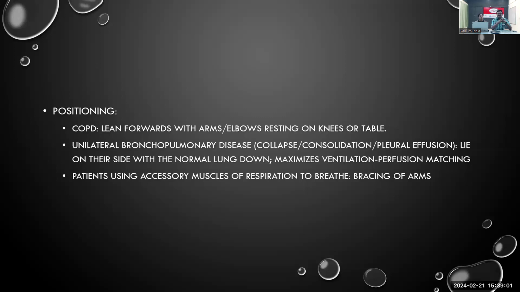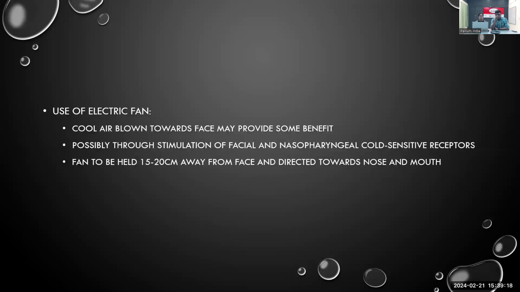That is something we can advise in case we see that the patient is using accessory muscles of respiration, which again, you notice by the clenching of the neck, intercostal indrawing, stuff like that. If you notice it, you can ask them to brace the arms while they are having episodes of breathlessness. Third one is during an episode of breathlessness, you can definitely use an electric fan.